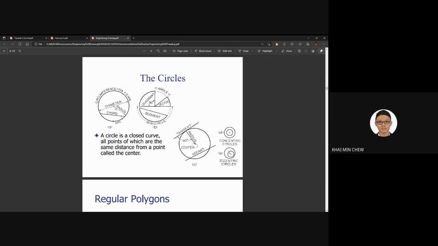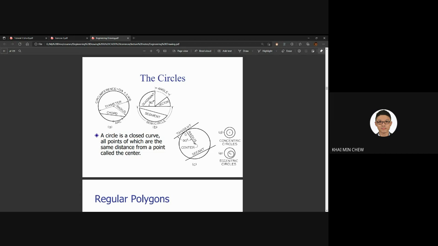A diameter is any line that passes through both sides of the circumference and the center. That's the diameter. A radius is any line from the center of the circle straight down to the circumference. So those are the definitions. Tangents are any line that touches the circumference of the circle and is perpendicular to a radius. So that's the definition of a tangent.